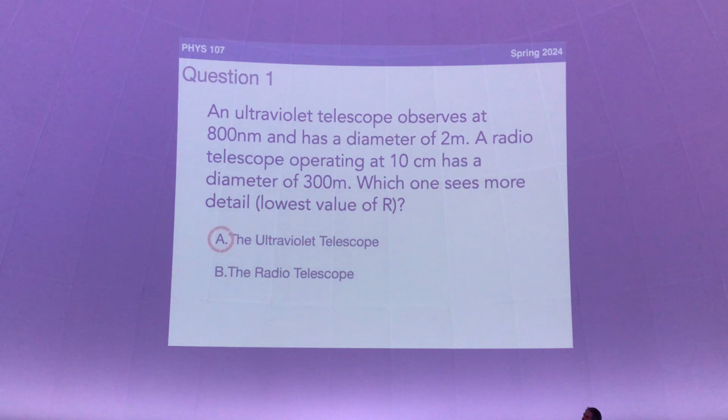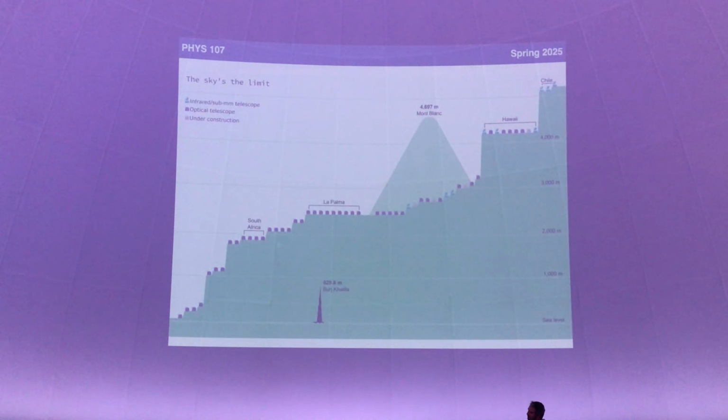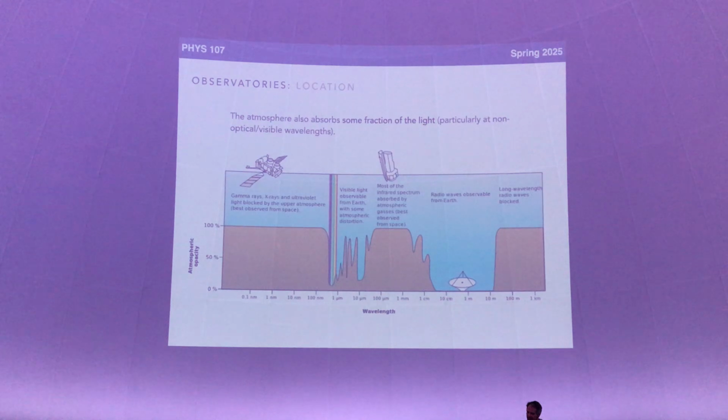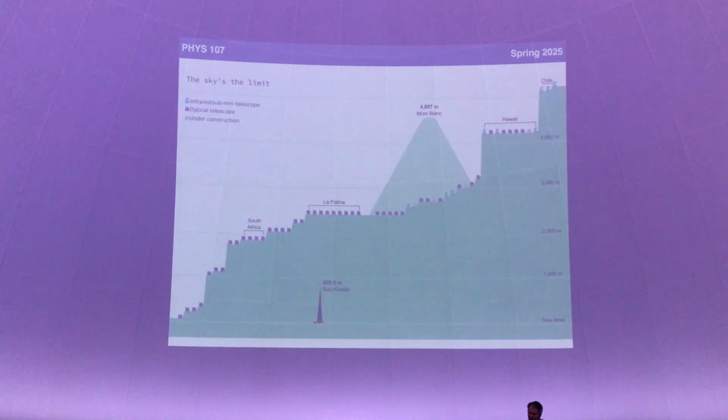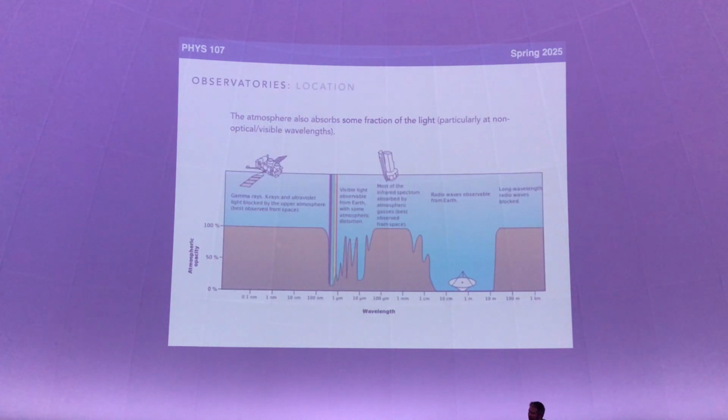Even if you have a 300 meter class telescope, basically Arecibo, because it observes at 10 centimeter, the value of R is higher, so it is a low resolution telescope. So I'm going to skip this part, but it basically comes down to location. We didn't talk about this as much, but there are a couple of windows in our atmosphere that are easy to see through.